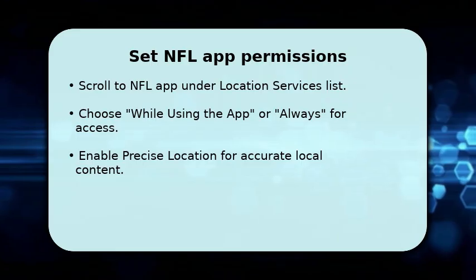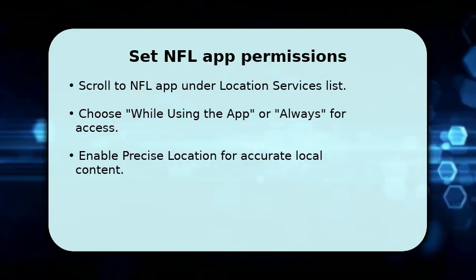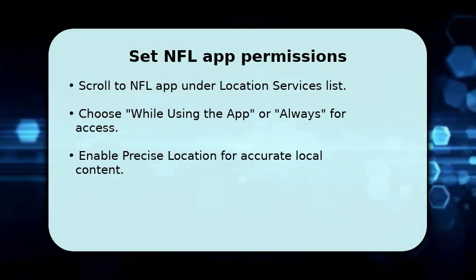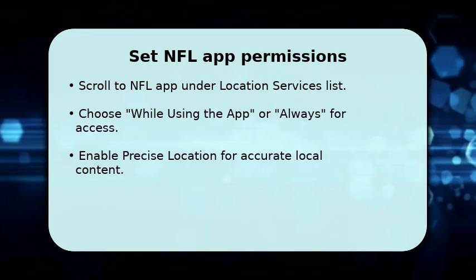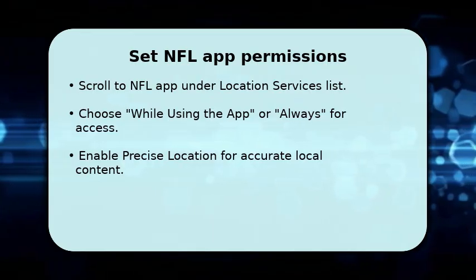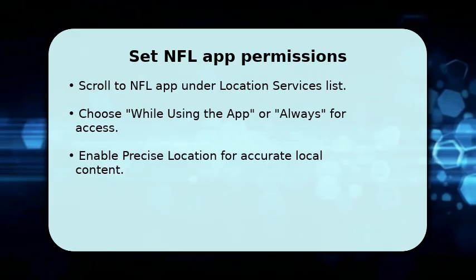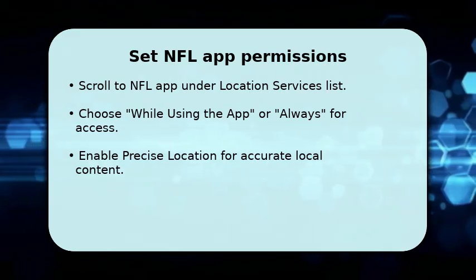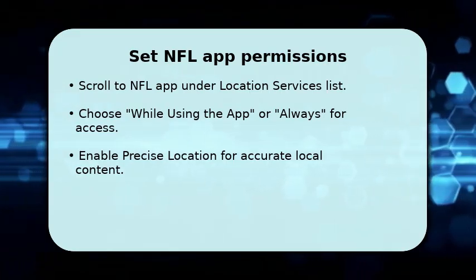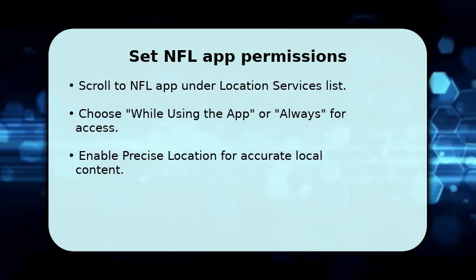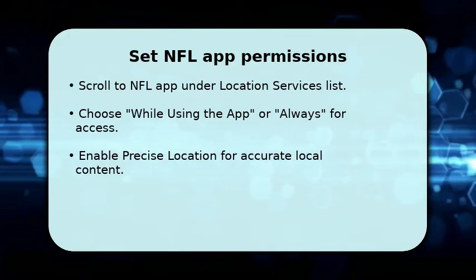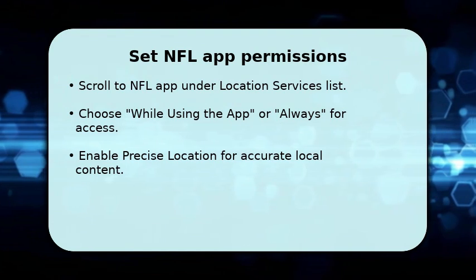Choose while using the app if you want access only when it's visible, or always if you need background location for notifications. The app will behave differently depending on this choice. Also toggle precise location on so the app can show nearby games, blackout status, and local streams accurately. You're configuring both privacy and functionality in one step.